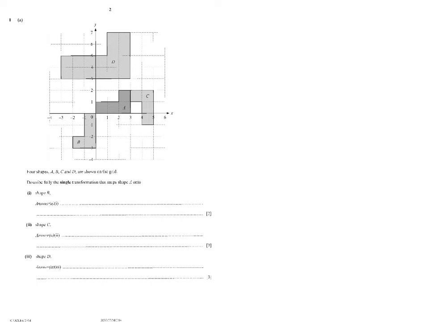Well, it's not a translation either, because with a translation you just pick up the shape and put it somewhere else, but it will look exactly the same. It's not an enlargement because it's not bigger or smaller than A, so it has to be a reflection. So you're going to say a reflection, right there, reflection. But you have to describe it fully, and for a reflection you have to give the equation of the mirror line. What is the line of reflection?